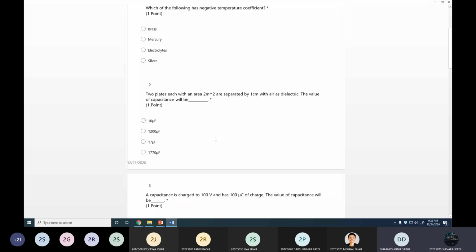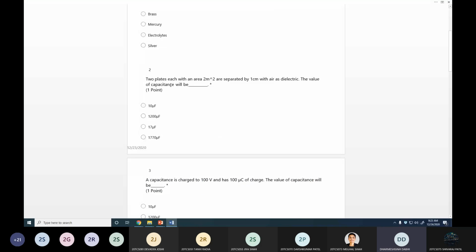Okay. So the second question is: two plates with area of 2 meters square are separated by 1 centimeter with air as a dielectric. The value of capacitance will be. What is the answer? Second MCQ. 1770 microfarad. D option. D option means 1770. Yes.